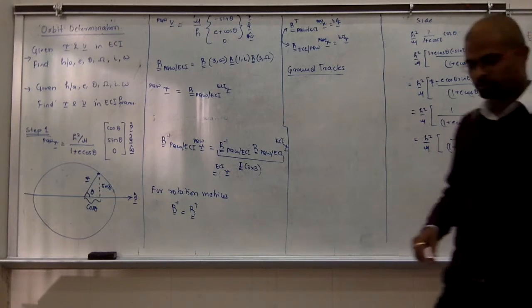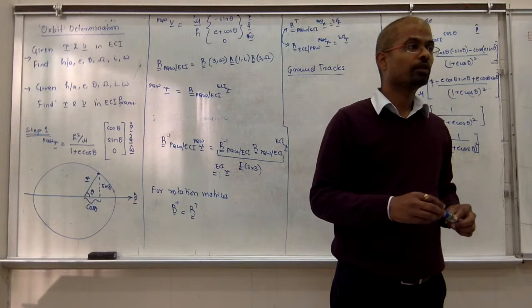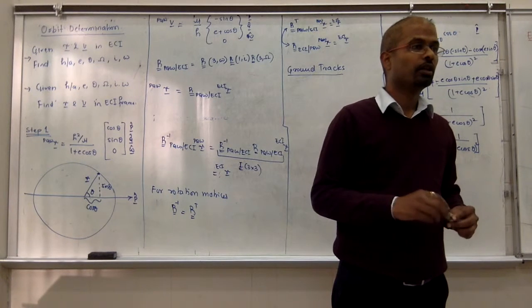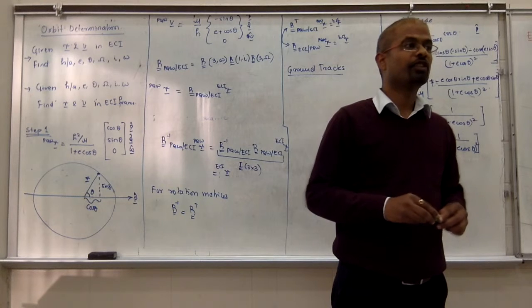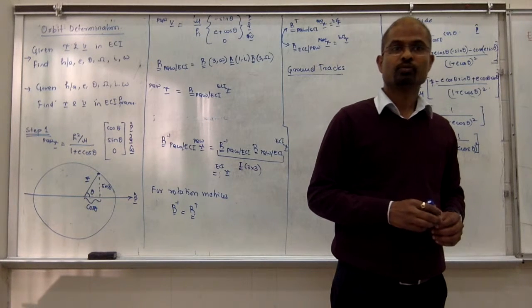Ground track is nothing more than transforming right ascension and declination in real time. What is right ascension?